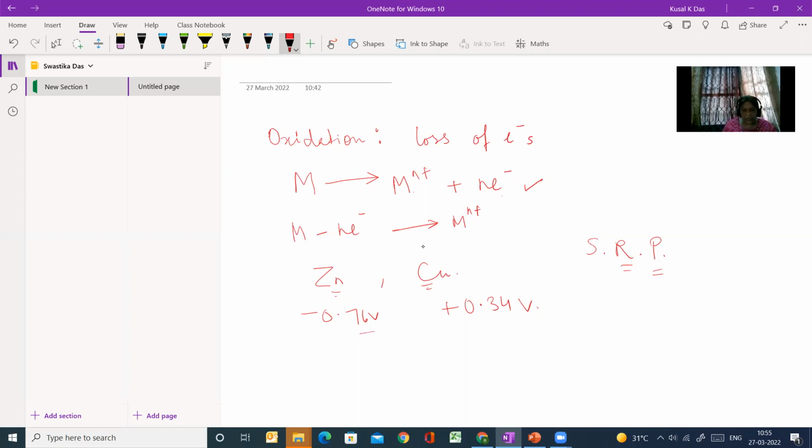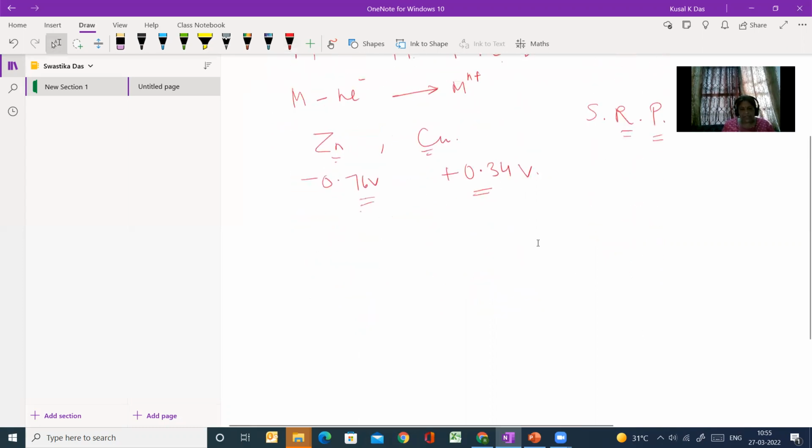If you compare these two values, you'll find that the reduction potential of zinc is lower than the reduction potential of copper. That's why zinc undergoes oxidation very easily and copper undergoes reduction very easily. So these are the reasons why we take two different metals for construction of a galvanic cell. Here, we can say that zinc undergoes oxidation, the anodic reaction. How do you write the anodic reaction?